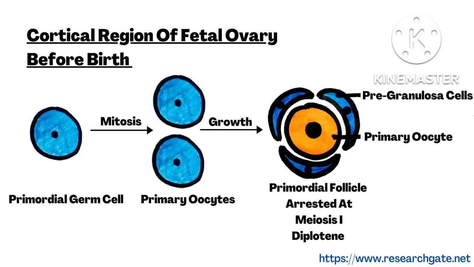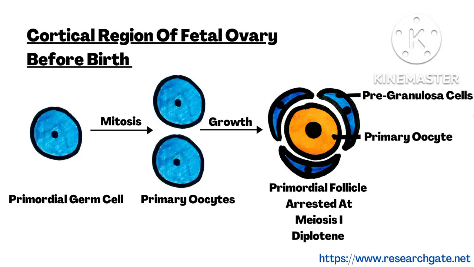That is, from one PGC, two daughter cells will be formed containing equal amount of the genetic material and equal amount of cytoplasm. This process of cell division or mitosis will occur numerous times, which leads to the formation of primary oocytes. Around 2 million primary oocytes are present in each developing ovary of the embryo.